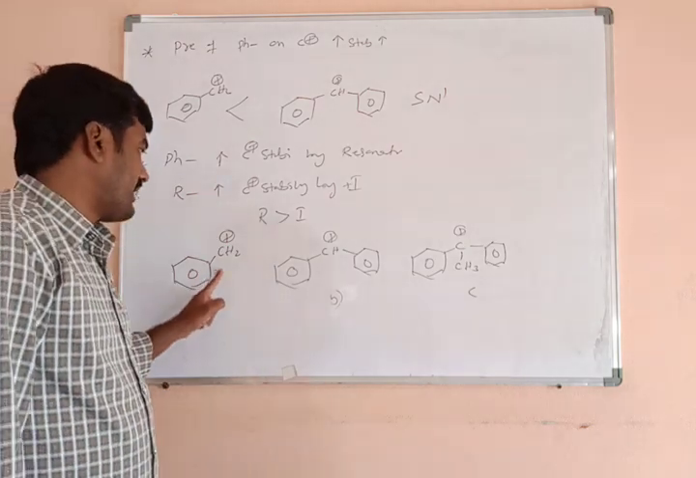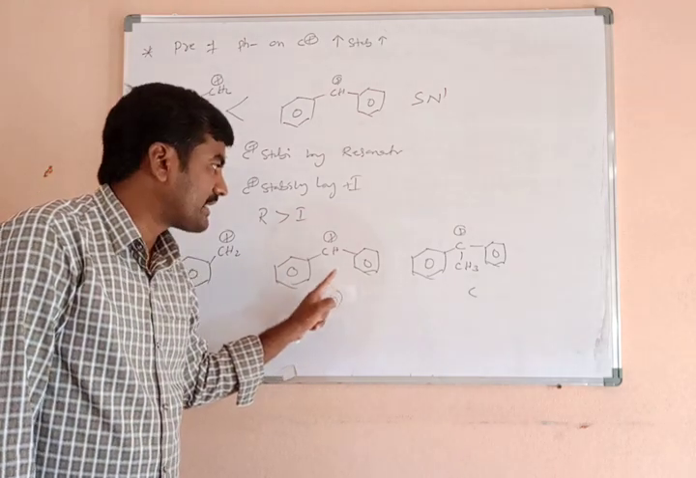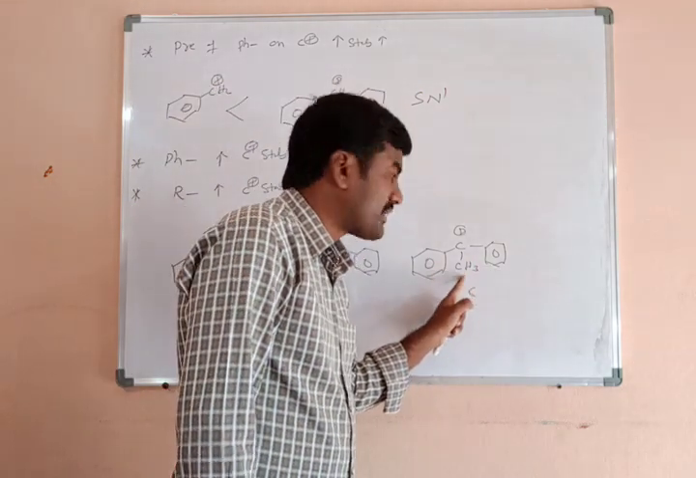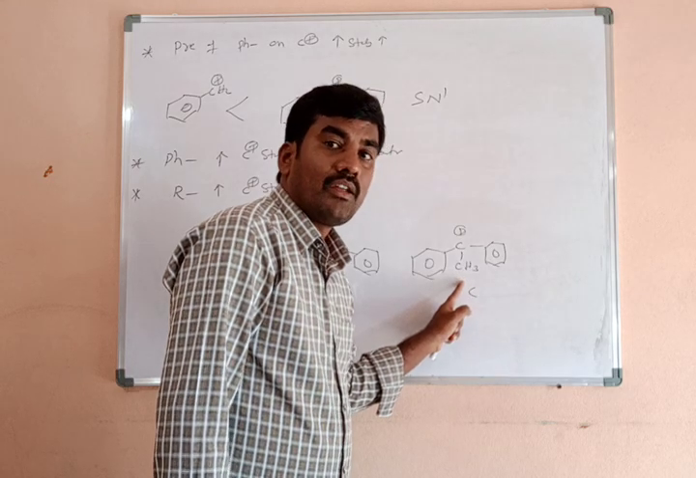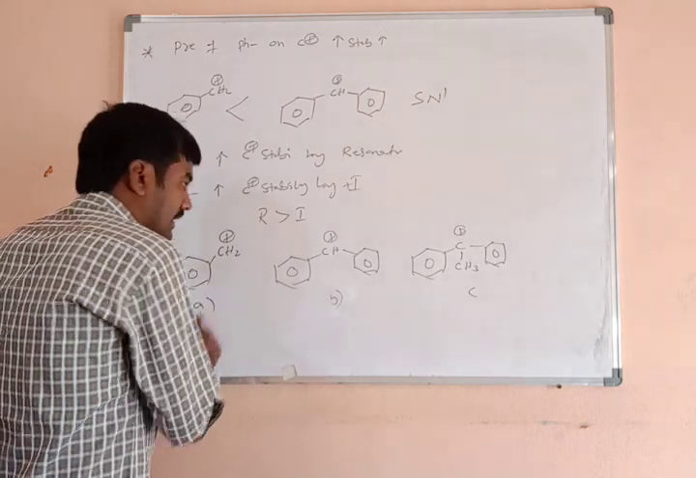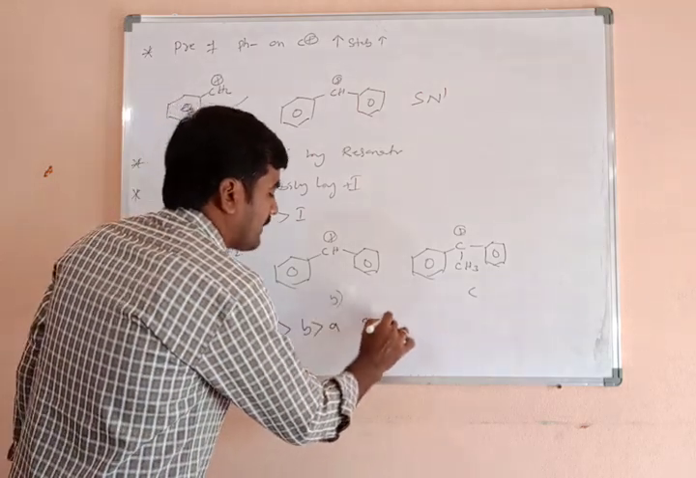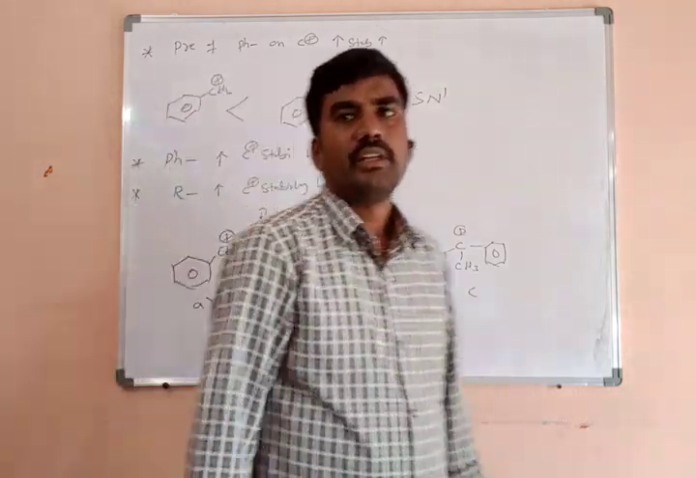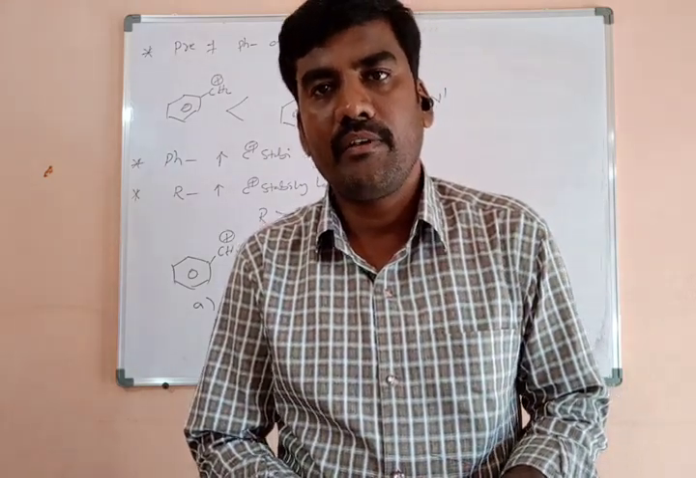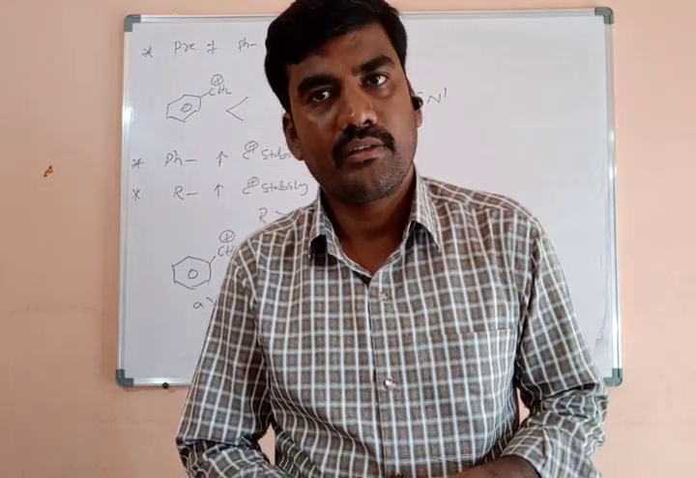Now, for the stability of carbocation, this is also resonance stabilized. Here two phenyl groups are there, so the stability of this carbocation increases more. Here two phenyl groups are there, both are resonance stabilizers, and a methyl group is there, which also stabilizes. So C is more stable than B, and B is more stable than A. Clear? So C is greater than B, B is greater than A. This is the order of SN1 reaction. The SN1 reaction depends on the stability of carbocation. Here, as the stability of carbocation increases, the SN1 rate also increases. Understand all of you?